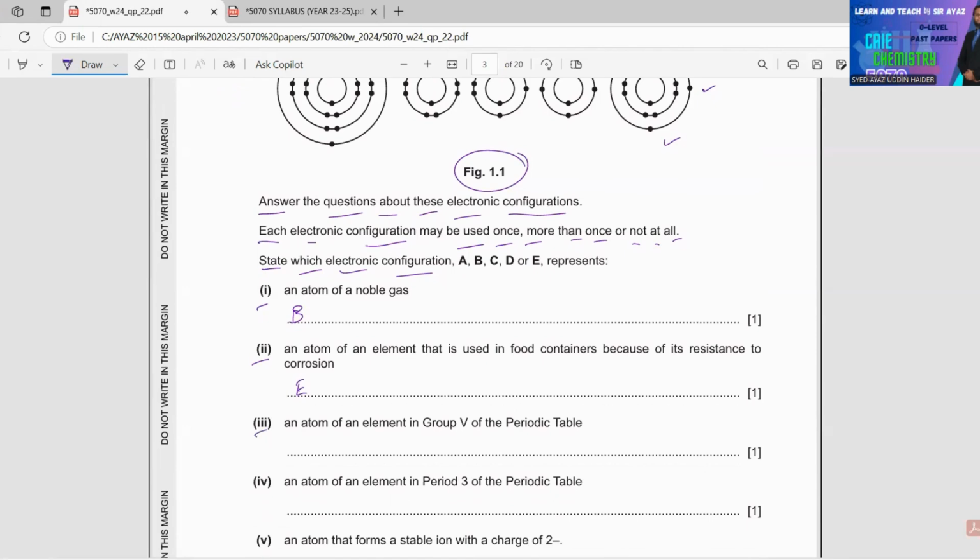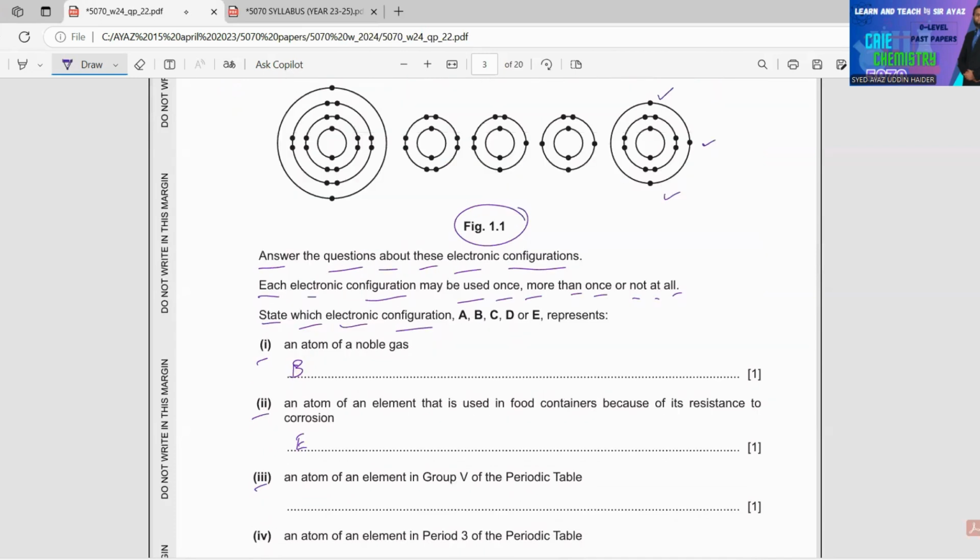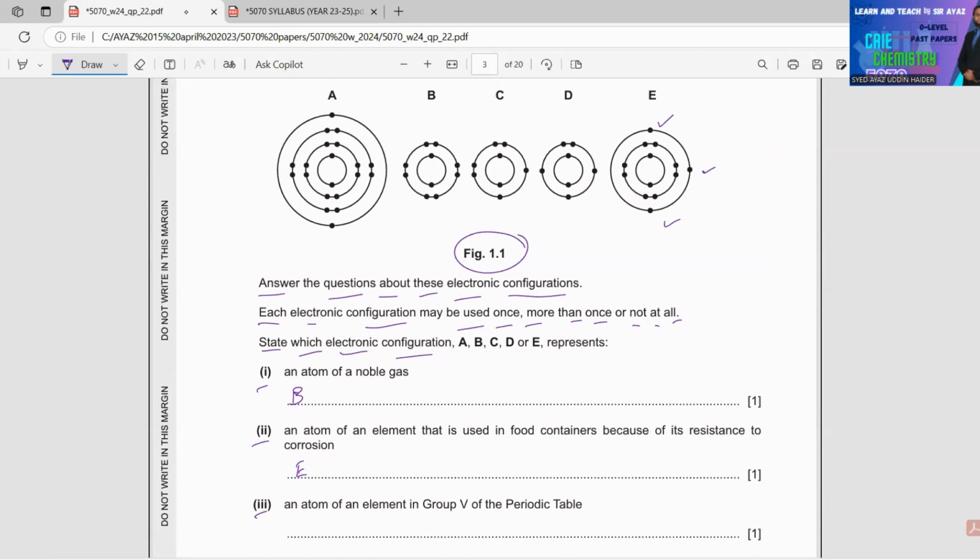Number 3, an atom of an element in group 5 of the periodic table. In order for an element to be in group 5, it must have 5 valence electrons. So straight away, you will look at the number of valence electrons in all of these. In A, we have 2 valence electrons, B, 8, C, 6, D, 5. So it must be D because it contains 5 valence electrons.